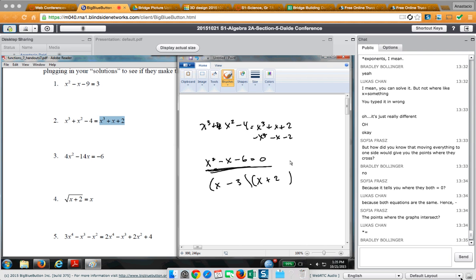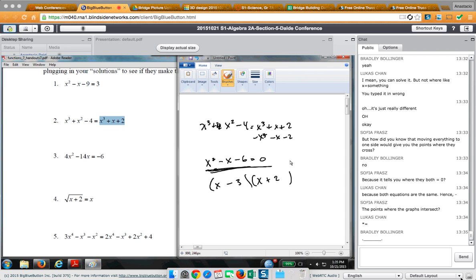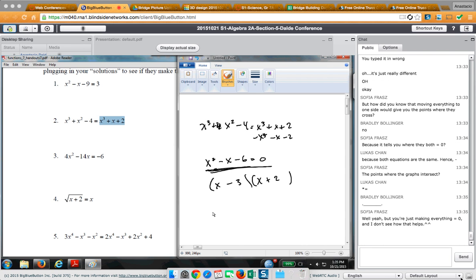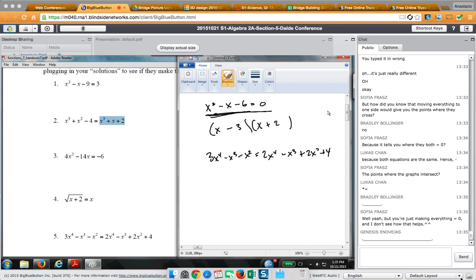All right. Sophia was asking me, how do I know that that's where the points in the graph intersect? Well, my answer to that is this. All right, let's try another one. 3x to the 4th power minus x cubed minus x squared equals 2x to the 4th power minus x cubed plus 2x squared plus 4. My answer to your question, Sophia, is that it's a combination of the two of them.